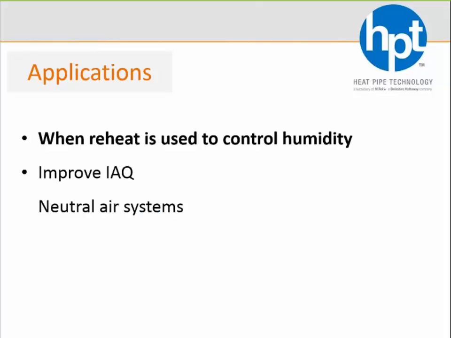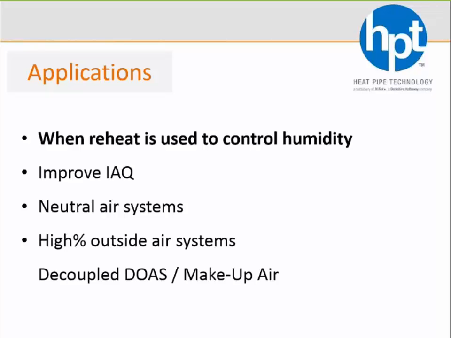When you're designing a system to deliver neutral air, you see this in hotel hallways, where you're trying to deliver, let's say, between 68 and 72 degrees, adding a 3 or 4 row wraparound heat pipe is a very good application. It will limit the amount of reheat that you need to use. Again, what drives the wraparound heat pipe is the temperature difference between your outside air and the temperature leaving the cooling coil. So if you have a high percentage of outside air, you will have a bigger delta T, thus increasing your heat pipe performance.